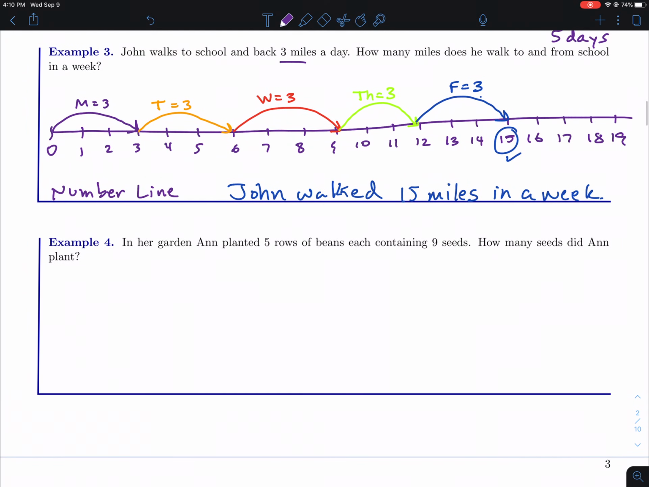So example 4, in her garden, Anne planted 5 rows of beans, each containing 9 seeds. How many seeds did Anne plant?